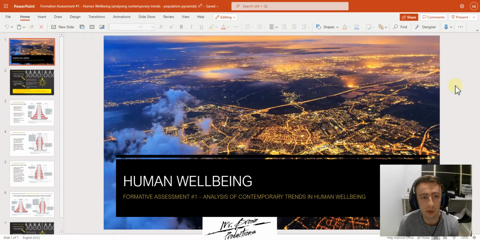So this is one of three areas of formative assessment that we're going to be looking at in this topic of human well-being. What this one is going to focus on today is human well-being, but it's going to link the geographical skill of population pyramids within that.